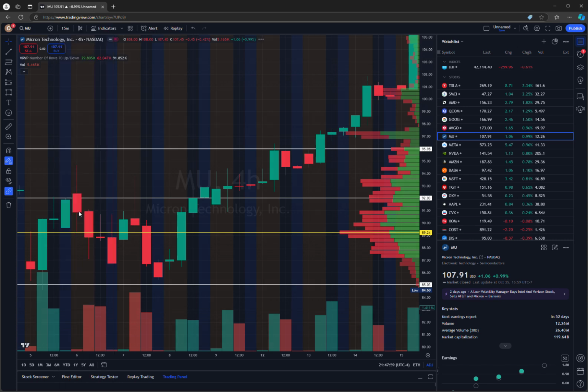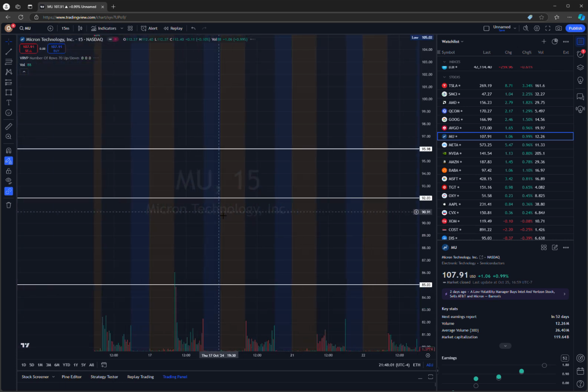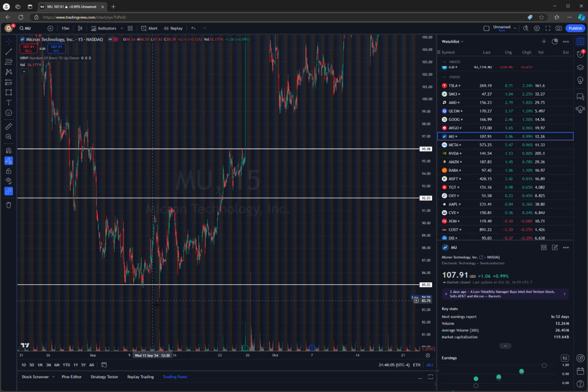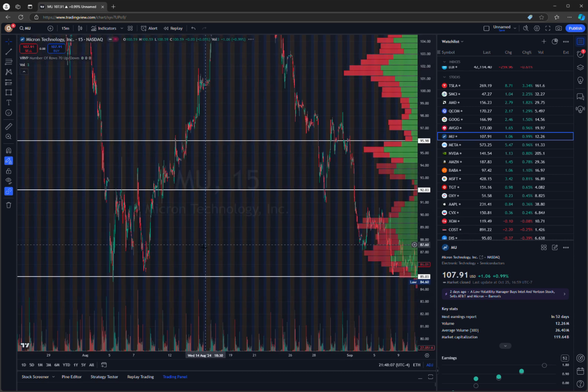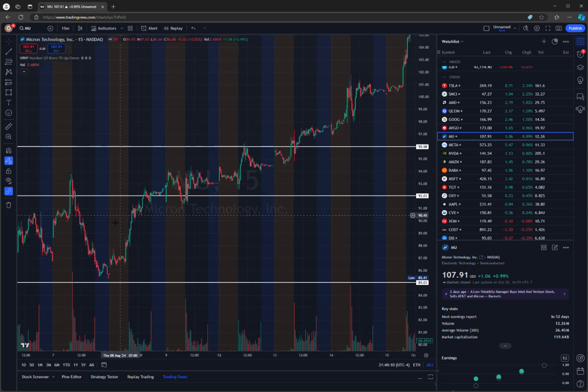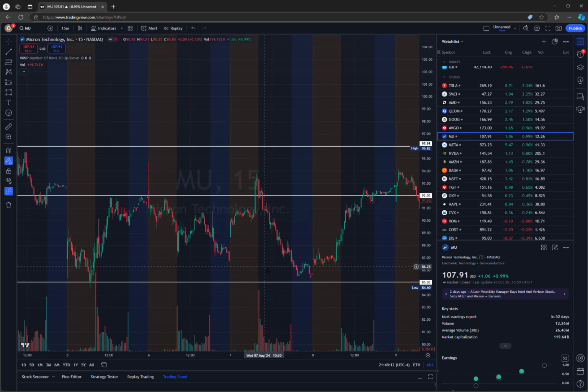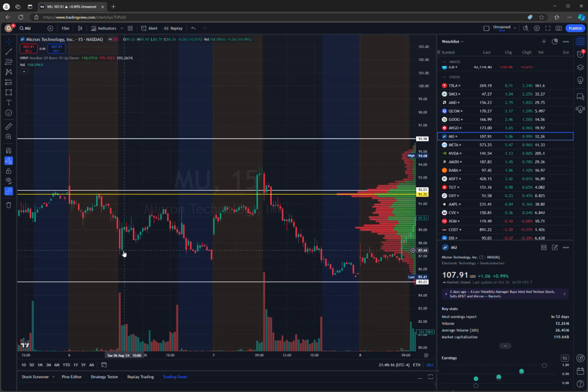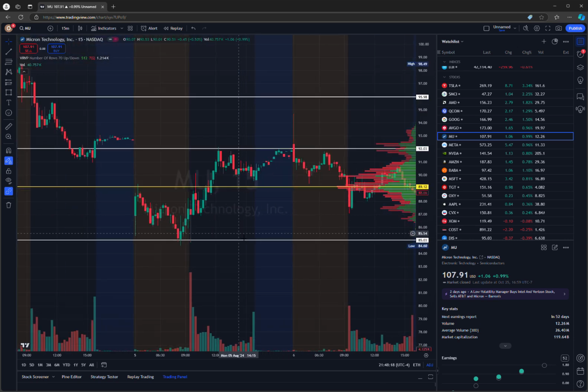So let's go to our 15-minute chart, right? Remember, we're in the monthly zone here. We'll go back to the 5th, 6th, and 7th. Let's look at what happened. This is the first retest here. Let's see what we get in this range. Do we have a signal?